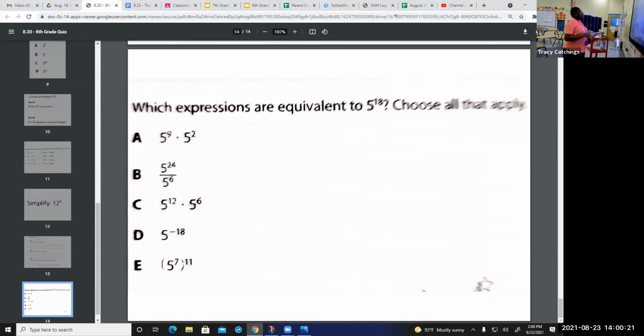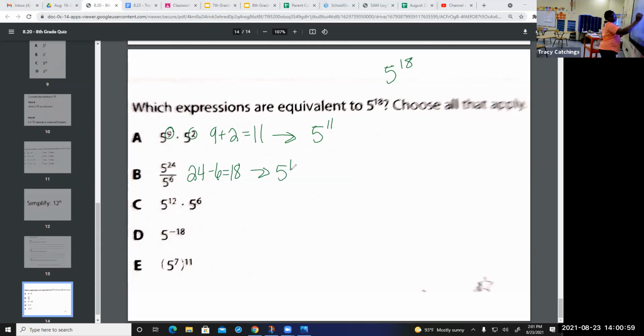All right, the last one, it asks which expressions are equivalent to 5 to the 18th power? All right, so once again, we got to remember those integer exponent rules. First rule, multiplying with the same base, so we will add exponents. 9 plus 2 is 11, so that will be 5 to the 11th power, which is not 5 to the 18th. B, they are dividing with the same base, so we will subtract exponents. 24 minus 16 is 18, so that could be rewritten as 5 to the 18th power, which would work.